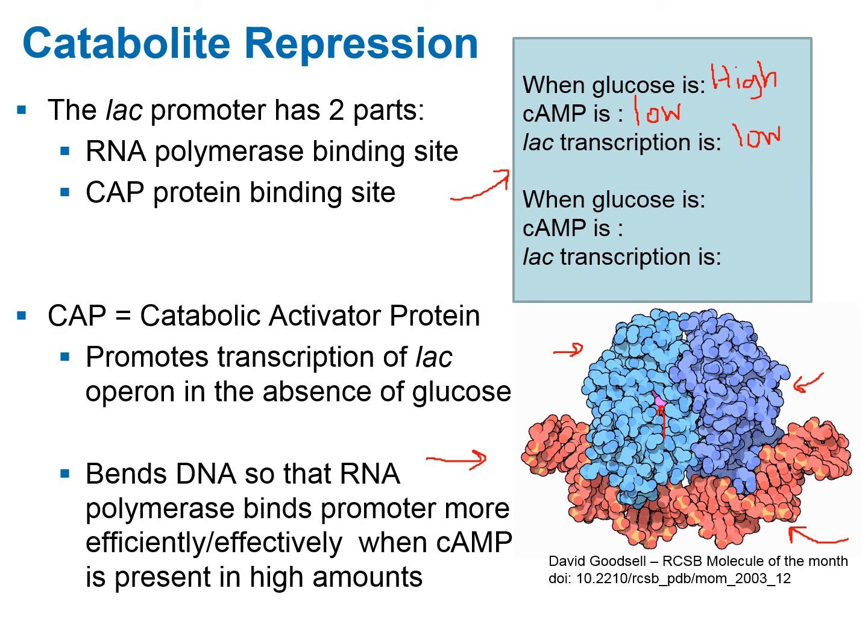How about this one? When glucose is low, cyclic AMP is high. That's right. How about lac transcription? Right. That's also high because now the CAP protein is bound to the promoter, which means RNA polymerase can bind, and as long as lactose is around, we will get transcription of the structural genes. Good job.